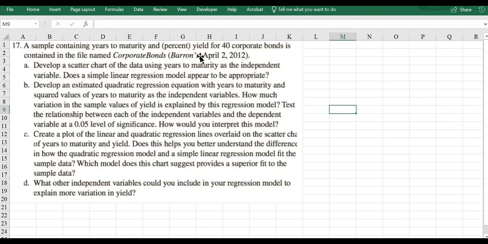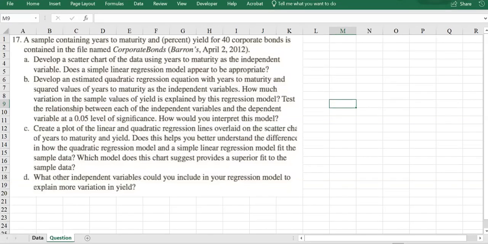Now, in this question, we want to develop a scatter chart, just to visualize the relationship between years to maturity and the yield. We want to see if there is any relationship between these two. And then the question asks, does a simple linear regression model appear to be appropriate? So let's go ahead and solve this question part by part.